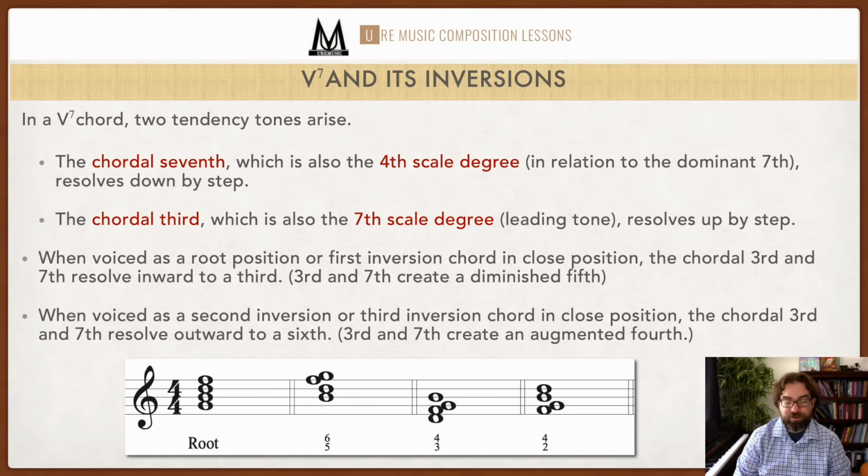So this is just an important concept that's going to come back a few different times in music, and it's basically that the diminished 5th wants to resolve inward to a 3rd, and the augmented 4th typically wants to resolve outward to a 6th. So try and remember that because it's going to come back in multiple different ways as we continue through these lectures.